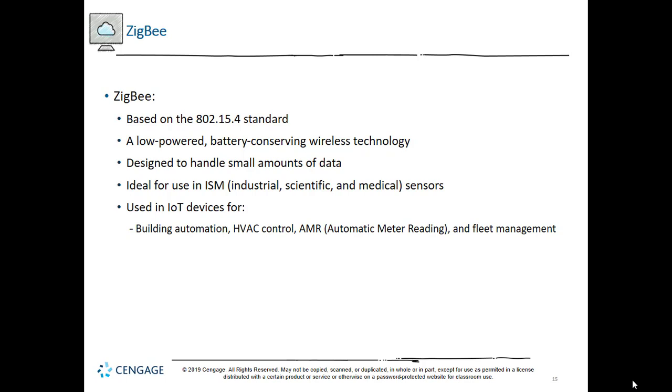Zigbee, which is based on the 802.15.4 standard, is a low-powered, battery-conserving wireless technology. It's designed to handle small amounts of data, and it's therefore ideal for ISM, which is our industrial, scientific, and medical sensors. You see a lot of this in factories for controlling assembly lines, even in medical centers for your pacemaker, your heart monitors. Zigbee is also used in IoT devices such as building automation, your HVAC control system, stuff like that.